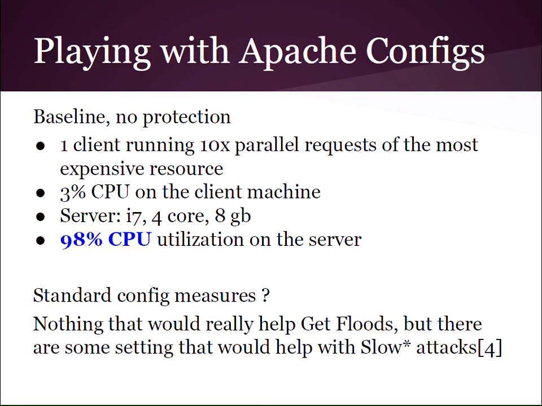So Tigran showed you the concrete CMS that he basically overwhelmed with three threads requesting top resources over and over, and we did try to do the same thing but provide some protection and see what's happening. So the baseline was even something worse. It was like one client running 10 parallel requests, 3% CPU utilization on the client machine. Server is 98%. This is a very high-end server, struggling.